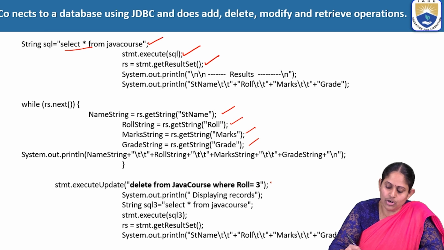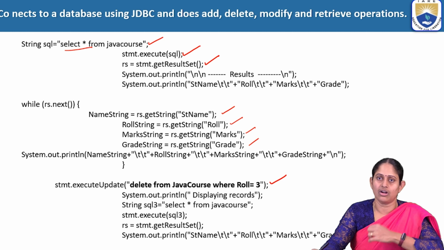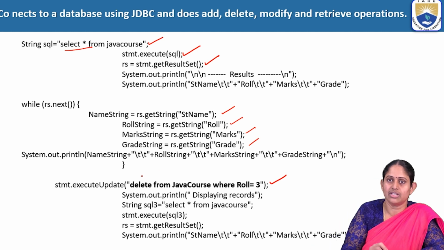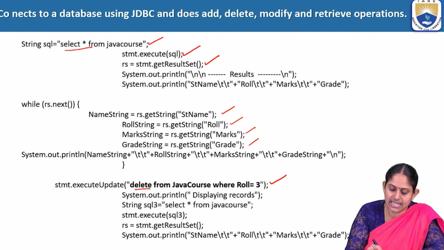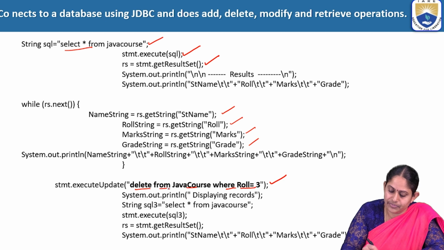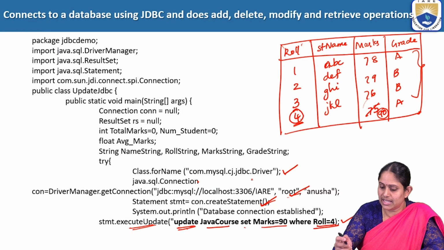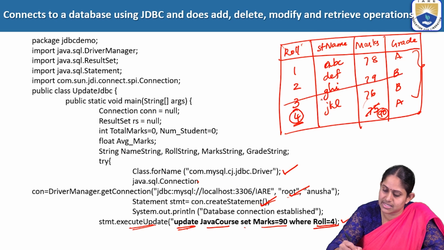Now, similarly, if we want to delete some contents from the table, we execute the delete query. The syntax is delete from the table name where some condition. Here we have specified to delete everything from the Java course table whose roll number is 3. So this whole line will be deleted.